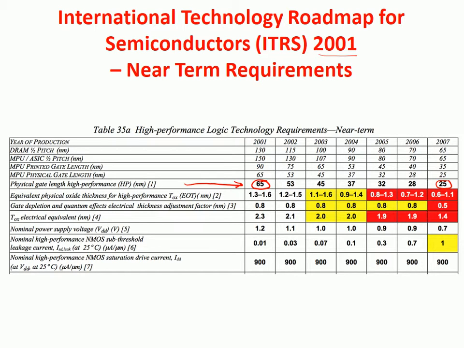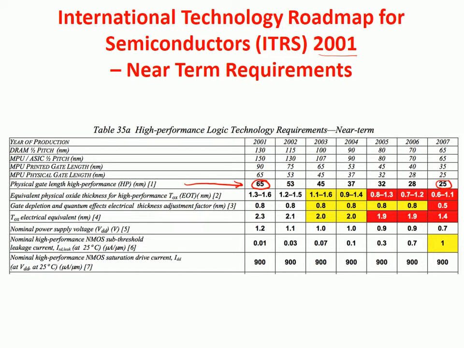This equivalent physical oxide thickness for high performance diox had to go below 1 nanometer, but at the same time the power consumption, the static power consumption, had to remain under control, and this was the huge problem.